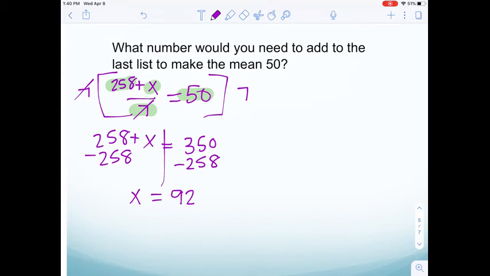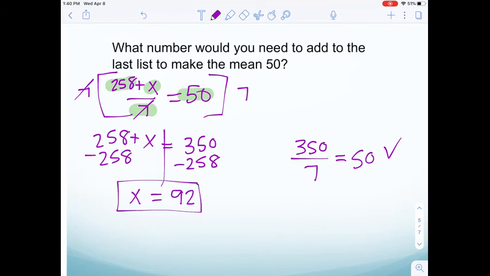To check this, all you have to do is count up all your numbers, which was 258, add in 92, so 258 plus 92, and you get 350. Divide that by 7, and double check that you get 50. You do, so it works. You need the number 92 to make the new mean 50.